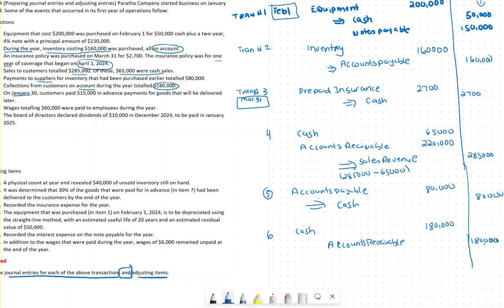Going further, they said on January 30th, so we need to pay attention to the dates. A customer paid 150,000 in advance, and that will be delivered later on. So what we did is the customer paid us. If somebody paid us, cash is coming in. How much is coming in? 15,000, and we call it a deferred revenue. It means we owe them a service. That's a deferred revenue, and that is my 15,000.